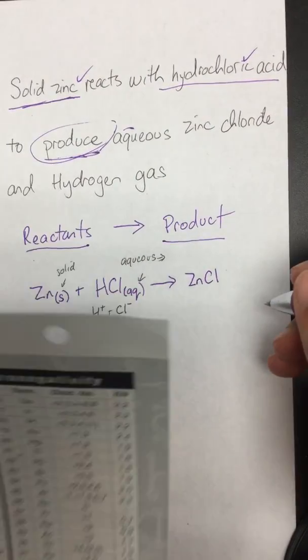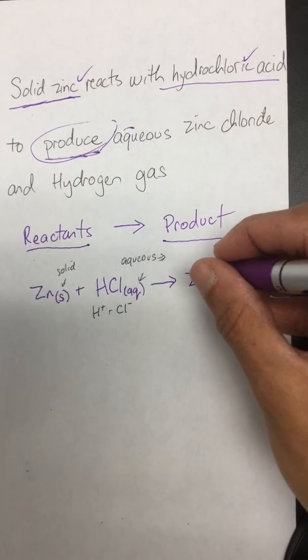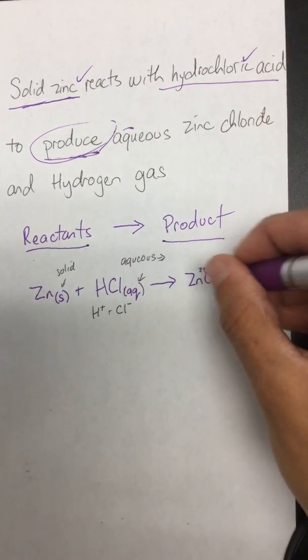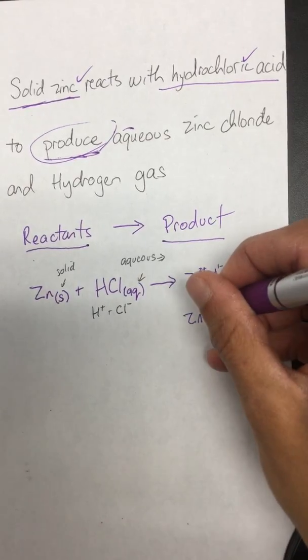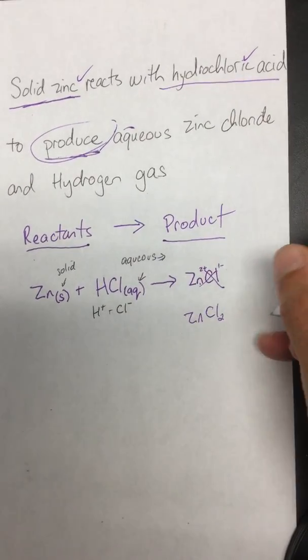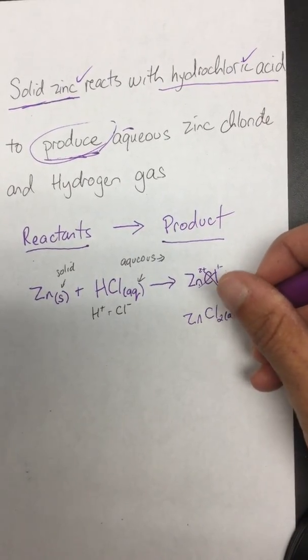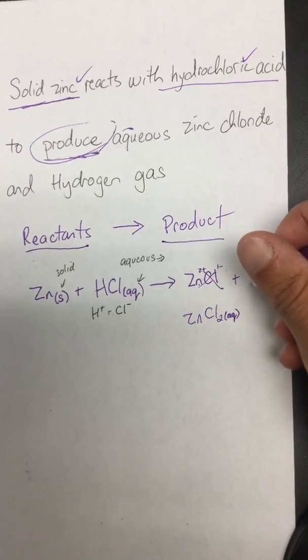So since zinc is going to have a charge of +2, I do that cross down. So that +2 would have been up here, that -1 would have been here. I cross down so that I have ZnCl2. Oh, sorry, I almost forgot to put aqueous there, (aq). We're also going to have hydrogen gas produced.